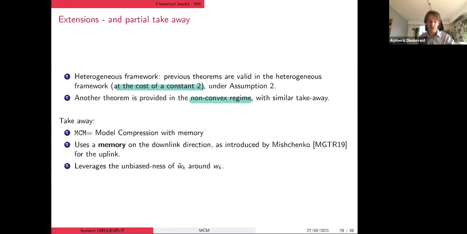So the summary is that we have a model compression with memory, that's what MCM stands for, that allows us to recover nearly the same convergence rate as unidirectional compression, but with bidirectional compression. And it really relies on this unbiasedness property. And this is also an open direction that I'm going to give at the end. We do not know how to extend that to biased compressions, because basically we use this unbiasedness a lot.